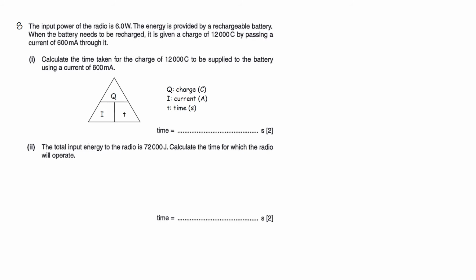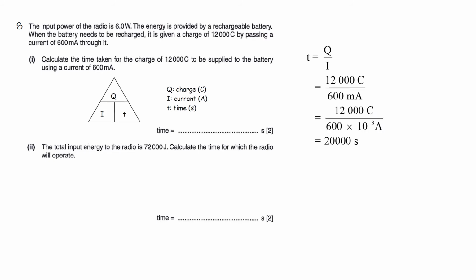That current should be in ampere. With a prefix of milli there, you need to remember to change the milli to 10 to the power minus 3. So time t is Q divided by I. 12,000 coulomb divided by 600 times 10 to the power minus 3 ampere, which gives us 20,000 seconds.